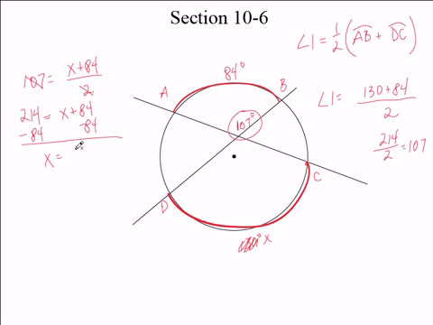And what is that? 130, I guess, right? Yep. So X is 130. So you could go either way, couldn't you? Alright, if they give you the 2 arcs, you could find the angle. If they give you the angle and one arc, you could find the other arc, and so on.